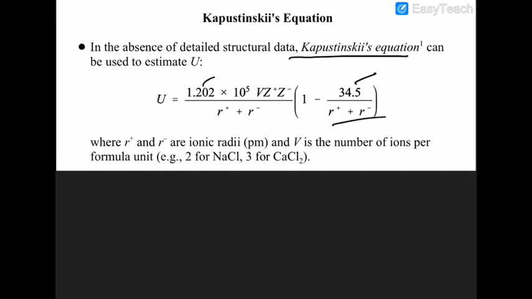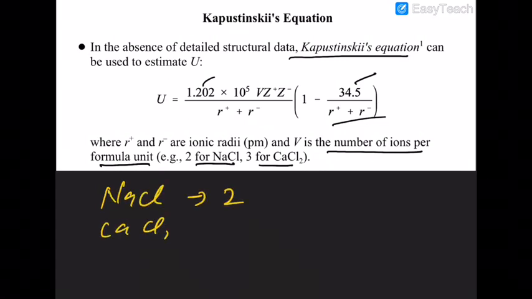V is the number of ions per formula unit in the compound. Let us suppose for NaCl, 1 cation and 1 anion, so the answer is 2. For CaCl2, 1 cation and 2 anions, so the answer is 3. For KCl also the answer is 2.